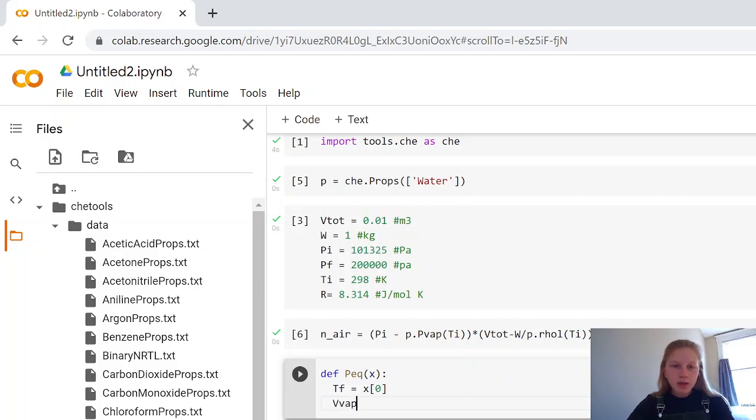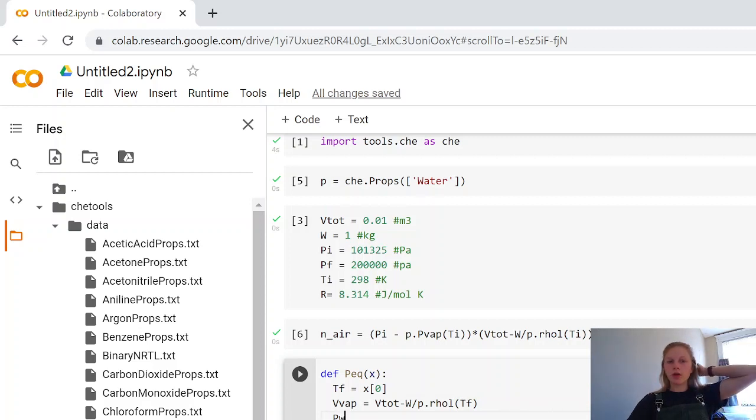And then we'll put in our volumes. The volume that we had up in this previous equation, volume in the vapor phase equals the total volume minus our water divided by, and then we want this at the final temperature. Okay. Next, we will have the pressure of the water. We just need a new variable because we're going to do the sum of the partial pressures, and we want that to go to 0. We'll have the partial pressure of the water, partial pressure of the air minus the final pressure, and that's what we want to go to 0.